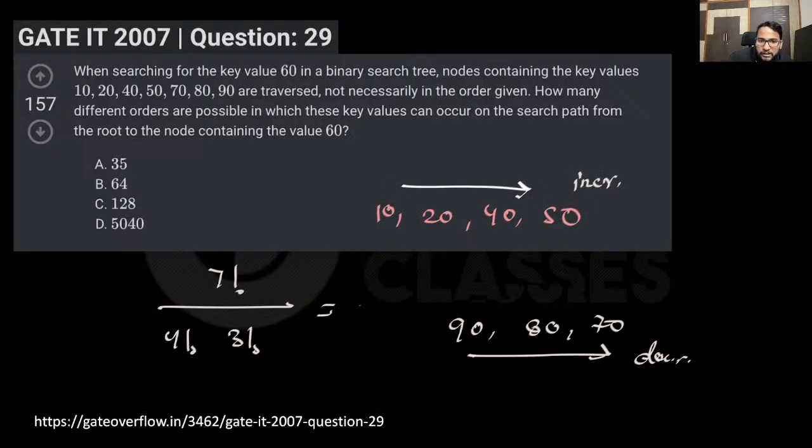Okay, I do not have the answer. I think you should be getting 35, as far as I remember the answer of this question.